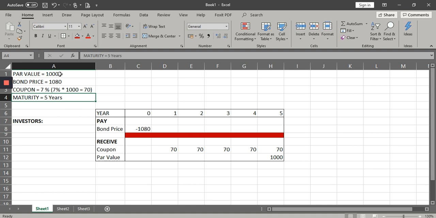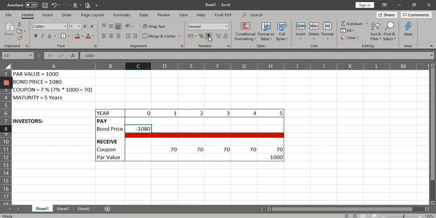With these features, let me show you in a timeline. Let's say the maturity is 5 years. So you have year 0, 1, 2, 3, 4, 5, where year 0 means the beginning of the period. At the beginning of the period, we look at the investor's point of view. The investor will pay the bond price, which is 1,080, and we put it as a negative.